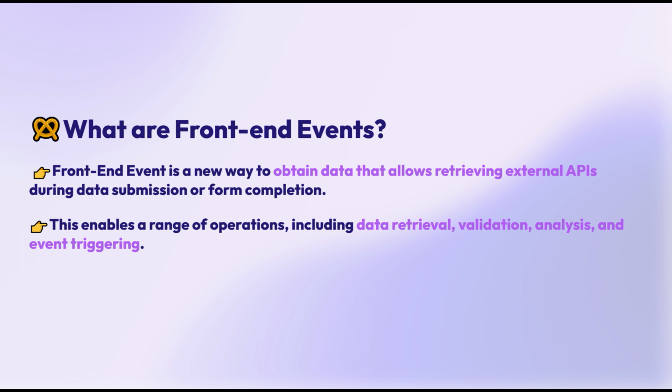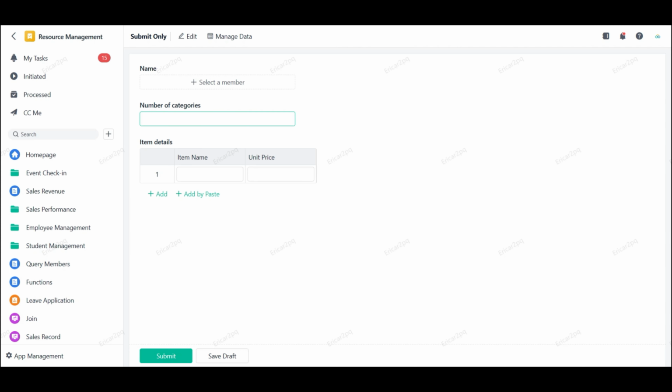Front-end event is a new way to obtain data that allows retrieving external APIs during data submission or form completion. This enables a range of operations, including data retrieval, validation, analysis, and event triggering. The front-end event feature can be used for free in all plans because you do not need to depend on Jodoo APIs. This feature is super useful when you want to automate tasks that depend on user input.